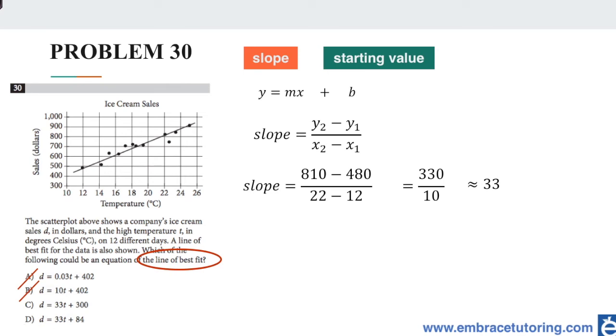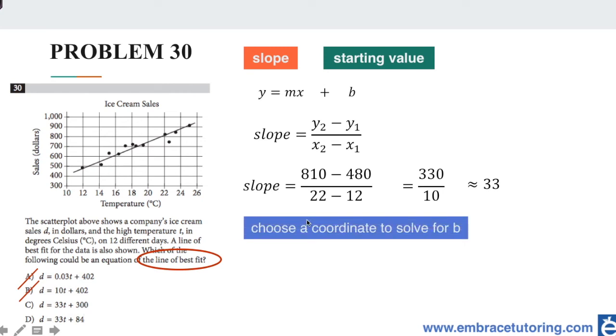So now I'm focusing on C and D in terms of my answer choices. And the question is, how do you figure out b, right? How do you figure out what your y-intercept is going to be? The way that you figure out any y-intercept is you simply plug in for your x. So choose a coordinate to solve for b. And x of 0 isn't going to be shown, as you can see here, so I'm going to choose my other coordinate.